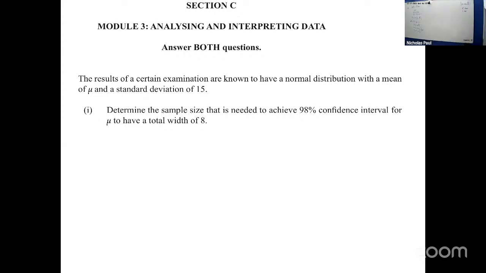The results of a certain exam have a normal distribution with a mean mu and standard deviation 50. Number 5, 2019. Determine the sample size that is needed for a 98% confidence interval for mu to have a total width of 8. We answer that in 2 minutes, then you're getting a longer break.